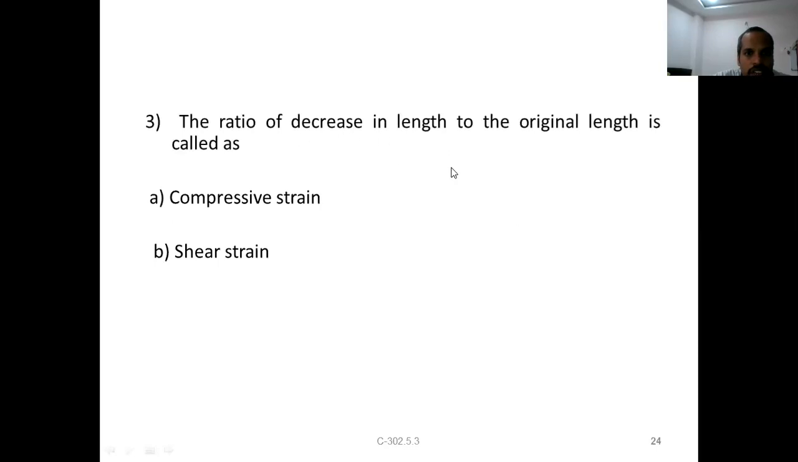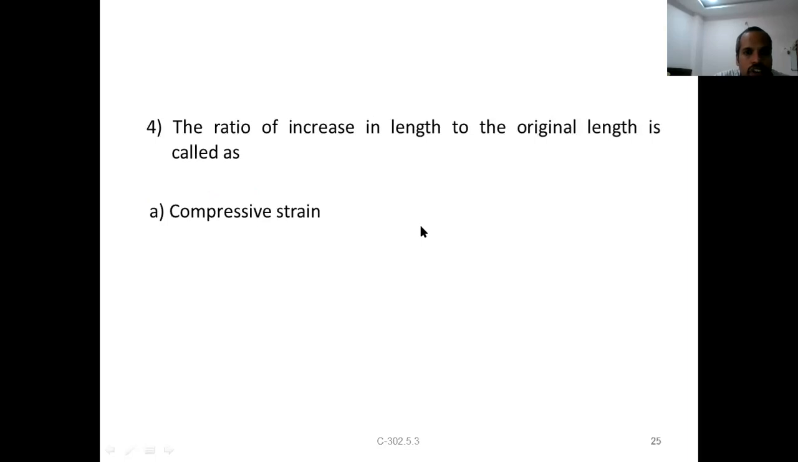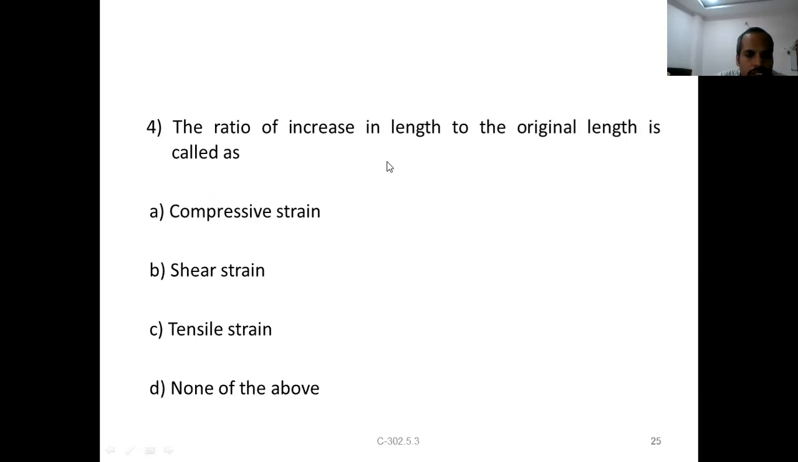The ratio of decrease in length to original length, what type of strain is it? Decrease means compressive. Next one, the ratio of increase in length to original length. Increase means increase in length. For what type of force does the length increase? For tensile forces the length increases. That's why, in this case, what is the answer? It is tensile strain, right.